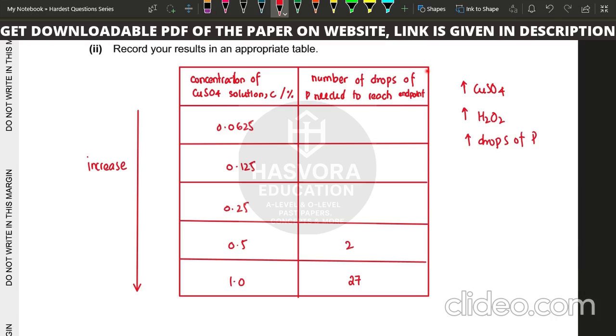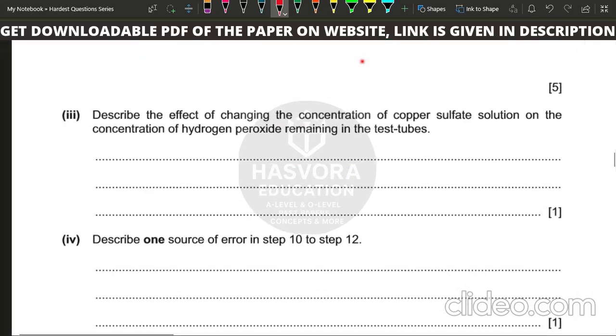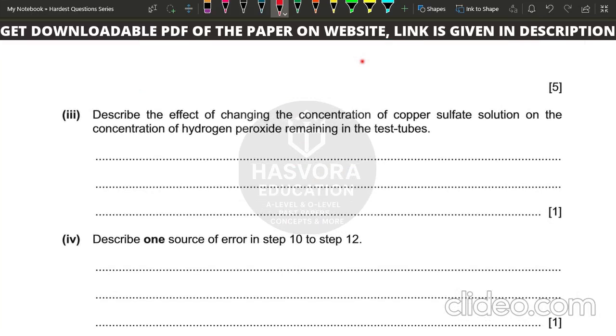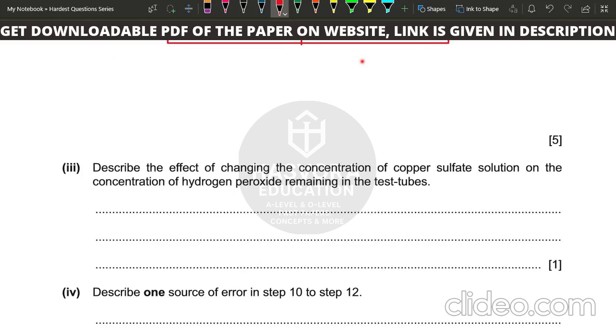Then we will have 23 for this one. Let's pick 16 for this, about 10 for this, and 6 for this one. I just picked some random values. Then they are asking us to describe the effect of changing the concentration of copper sulfate solution on the concentration of hydrogen peroxide remaining in the test tube. You will know all of this just by doing the experiment. Because I know this from before, I have just picked random values.